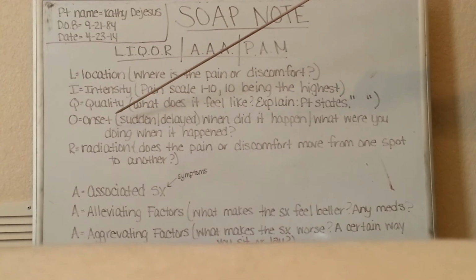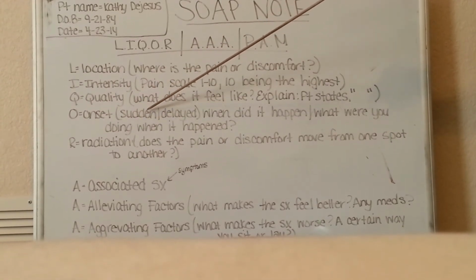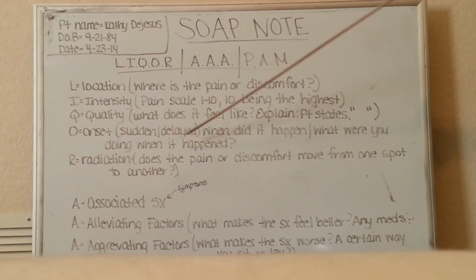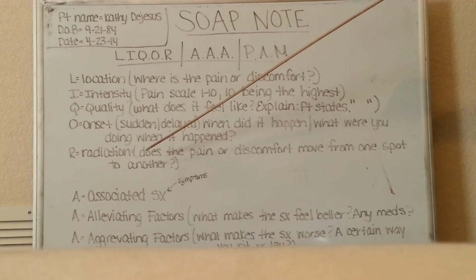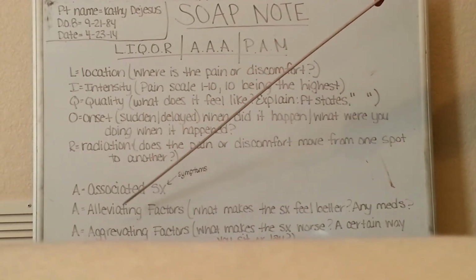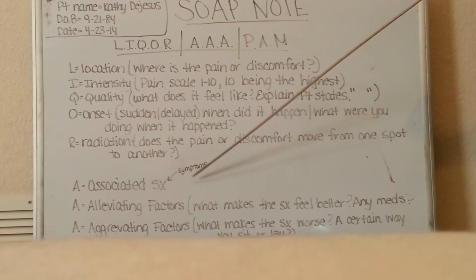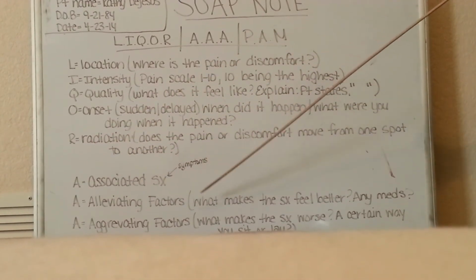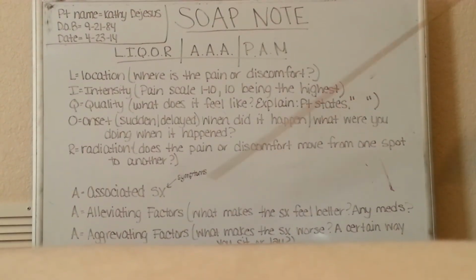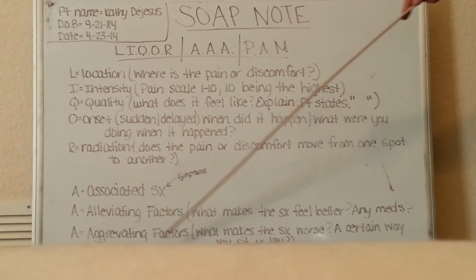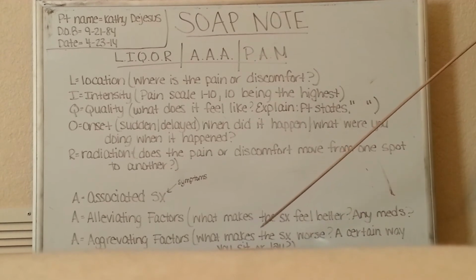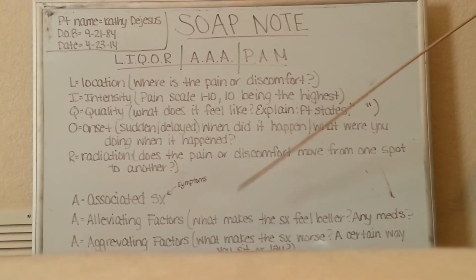O is for onset. Was it sudden? Did it suddenly happen? Or did it happen later on? When did it happen? What were you doing when it happened? R is for radiation. Does the pain or discomfort move from one spot to another? AAA. A, associated symptoms. A, alleviating factors. What makes the symptoms feel better? Any medications, any aspirins that you're taking? A, aggravating factors. What makes the symptoms worse? A certain way the patient lays or sits? Anything that makes the symptoms worse.